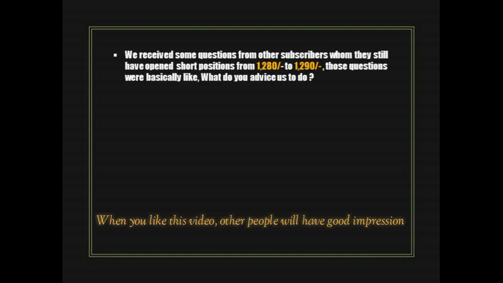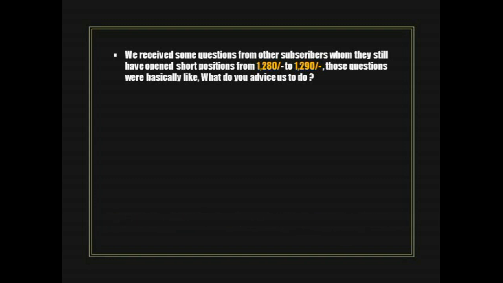The second topic is that we have received some questions from other subscribers who still have open short positions from 1280 to 1290. Those questions were basically like, what do you advise us to do? In the first place, I would urge you guys to watch our videos again and again. We have never advised selling gold. We just mention the price levels at which selling gold won't be a disaster for you, and it's always followed by a statement like not recommended.